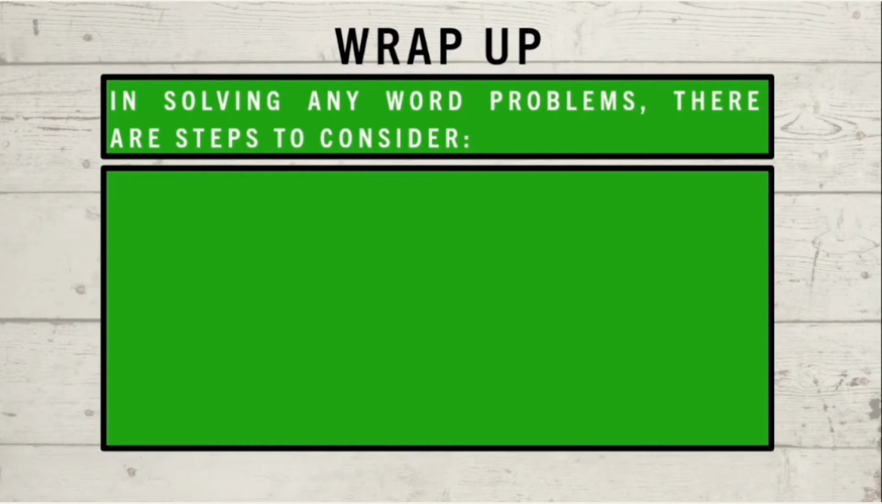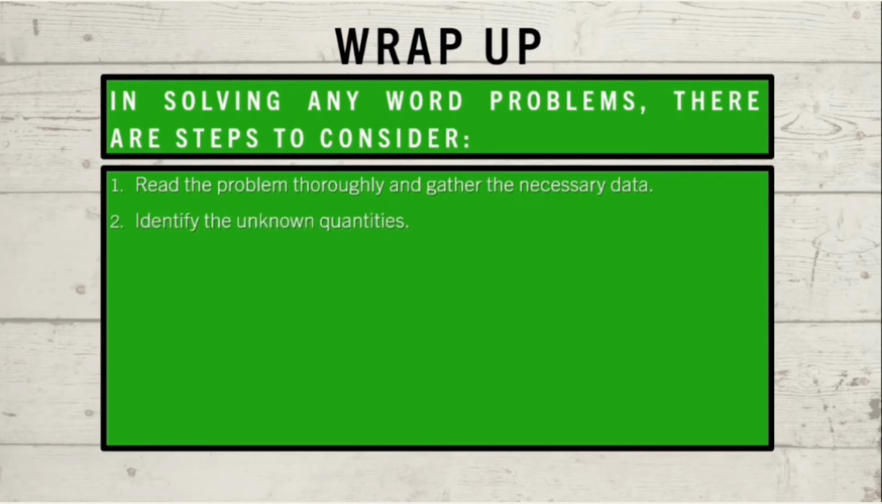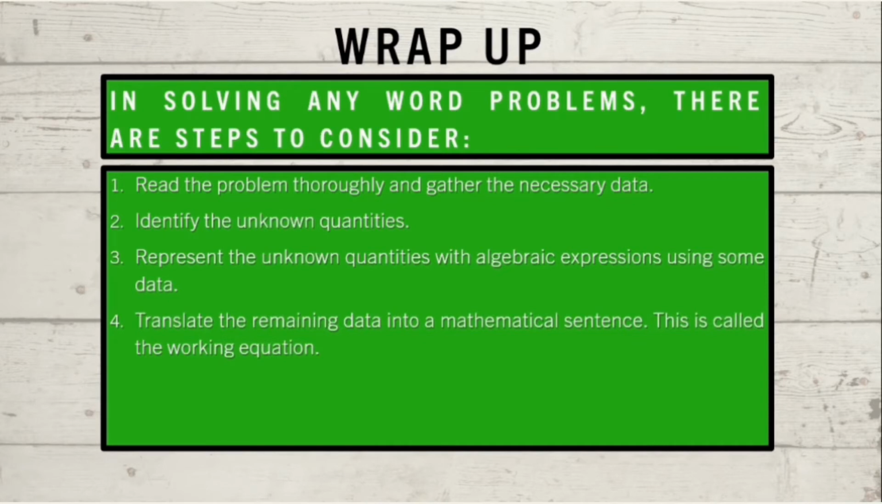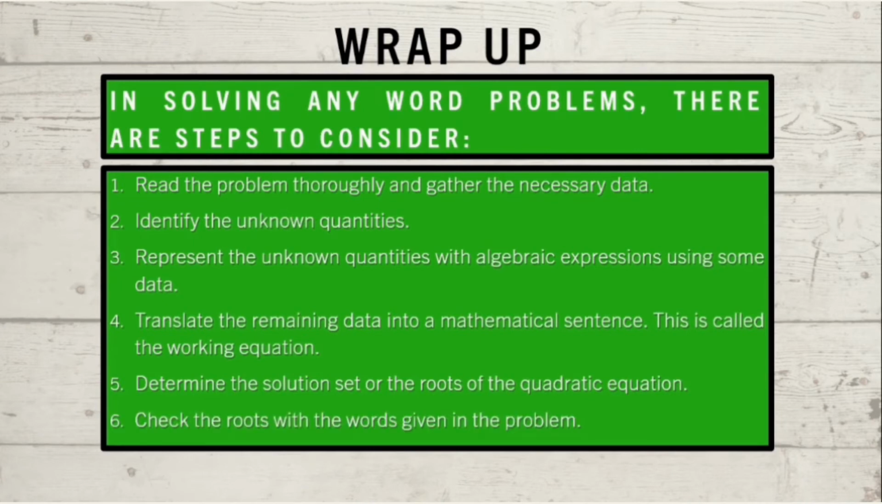In this lesson, you have learned the different ways or steps in solving any word problems, which is number 1, read the problem thoroughly and gather the necessary data. Number 2, identify the unknown quantities. Number 3, represent the unknown quantities with algebraic equations or expressions using some data. Number 4, translate the remaining data into a mathematical sentence. This is called the working equation. Number 5, determine the solution set or the roots of the quadratic equation. And number 6, check the roots with the words given in the problem.